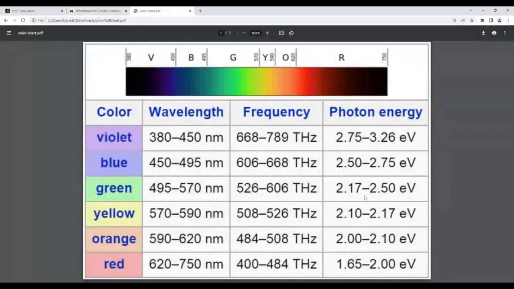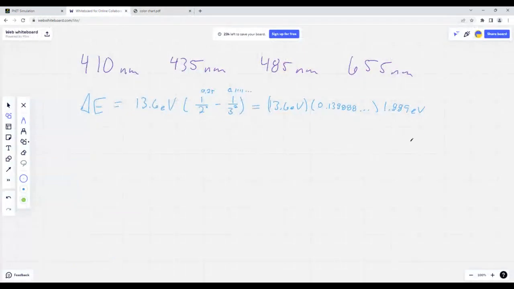And that's also kind of nice because we can go look, 1.889 is going to be somewhere in the range here, which matches the red, which matches the wavelength that we were looking at. So that's great. So there's the answer to number 13. For number 14, we want to use a special constant to turn this into a wavelength.